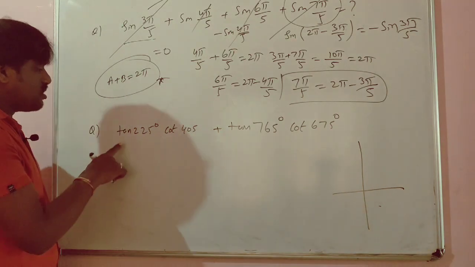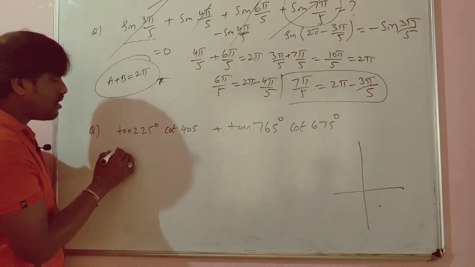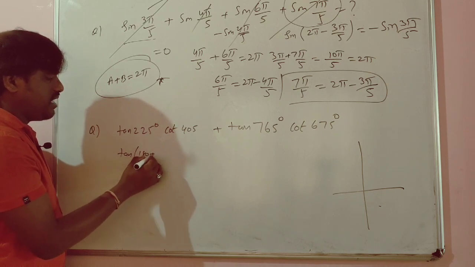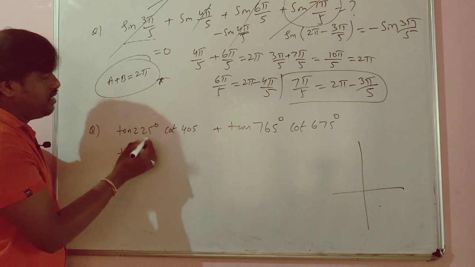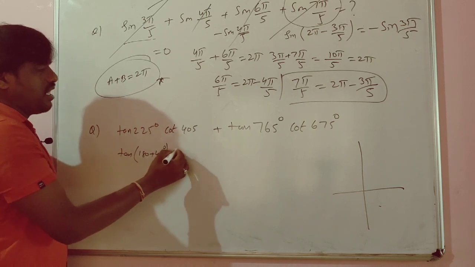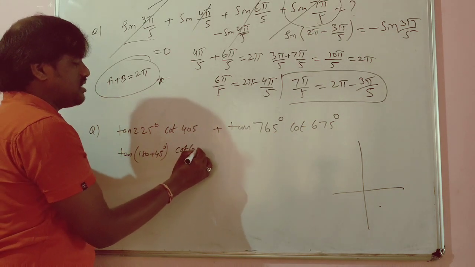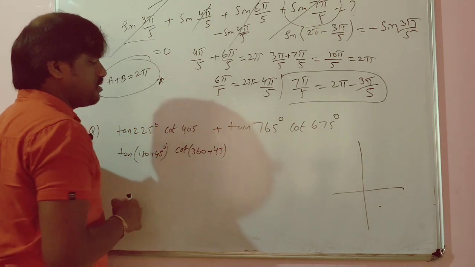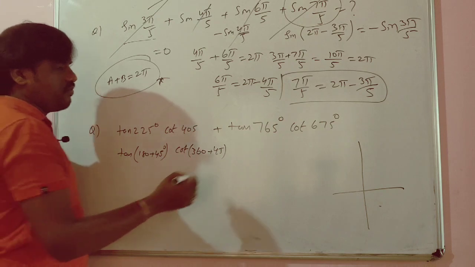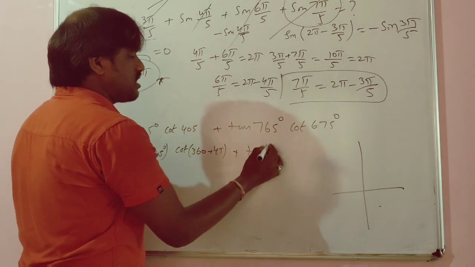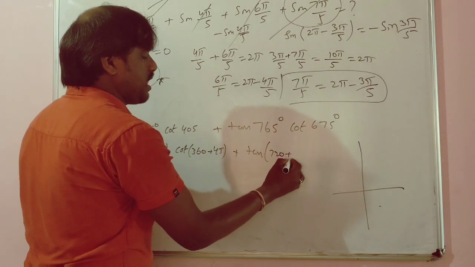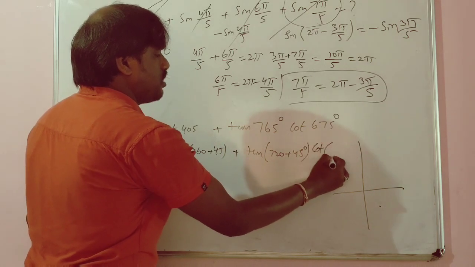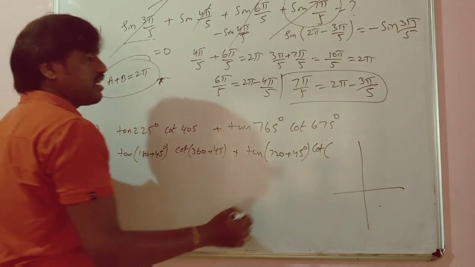Okay. Let's see the next question: tan 225 degrees times cot 405 degrees plus tan 765 degrees times cot 675 degrees. Tan 225 can be written as tan of 180 plus 45 degrees. And here cot I can write as cot of 360 plus 45 degrees. Plus this I can write as tan of 720 plus 45 degrees, and this I can write as cot of 720 minus 45 degrees.